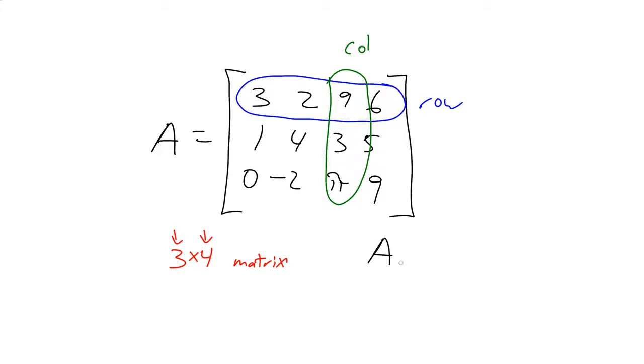I might say element 1, 2. And again, we're always going to give it the row number first, and then the column number second. So if I say, hey, what is A of 1, 2? That is going to be the number 2, because that's row number 1, and that's column number 2, right?